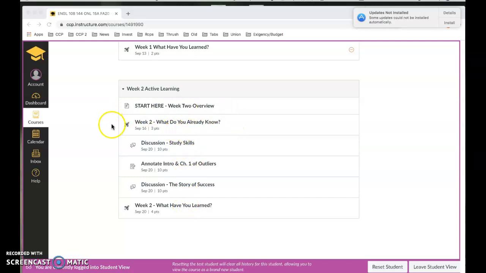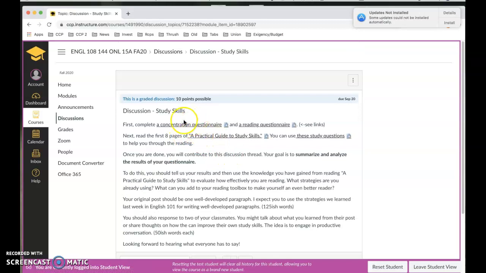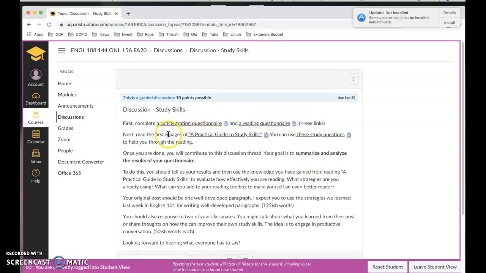You'll notice you've got a pre-quiz, pre-test, a post-test, and 3 things to do between where you start and where you end. So the first one is a discussion thread where you're going to complete a couple of short questionnaires. You'll see the links there. And then you're going to read just the first 8 pages of this article that I have linked here, A Practical Guide to Study Skills.